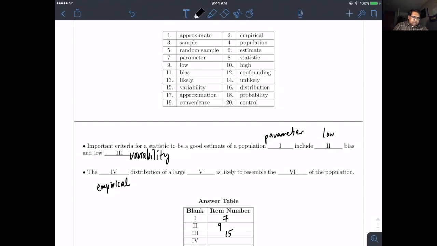But the empirical distribution of a large blank is likely to resemble the blank of the population, right? So going back to the last question, if we have low bias and low variability, then if we take an empirical distribution and we have a large enough sample of items, then that empirical distribution will look a lot like the real population, correct? So now we need a word that fits in to what we're saying. We've been talking about sampling, trials, so random sample actually would fit in here.